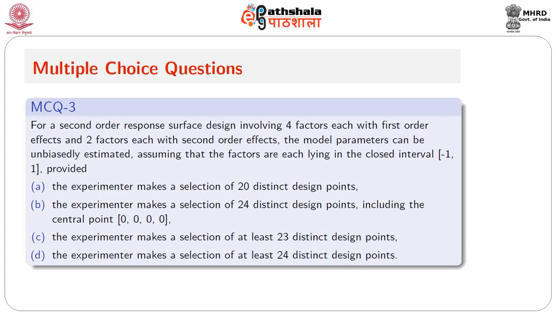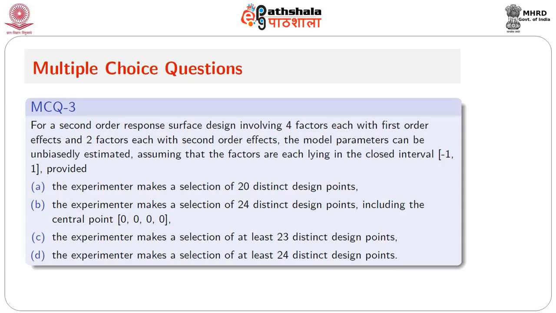The next one reads, for a second order response surface design involving four factors, each with first order effects, and two factors each with second order effects. So they are talking about 6 factors altogether. Yes. And the model parameters can be unbiasedly estimated, here also assuming the same thing. And we are given 4 options: the experimenter makes a selection of 20 distinct design points, or 24 distinct design points including the central point 0 0 0 0, or at least 23 distinct design points, or at least 24 distinct design points.